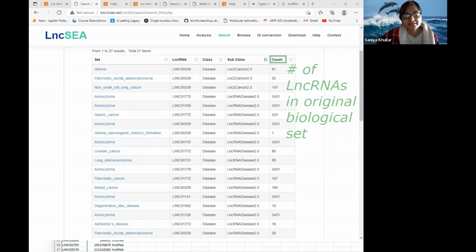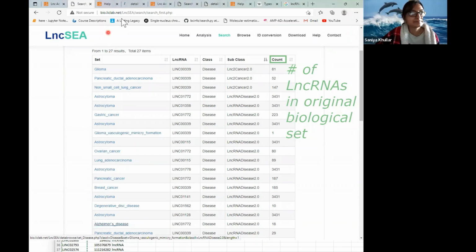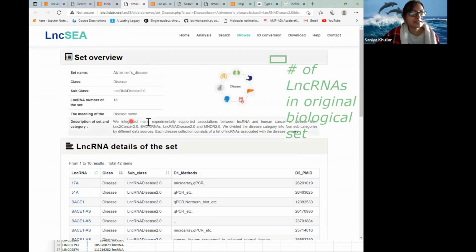That's what the count is saying. So the count of 81 is saying that there are 81 long non-coding RNAs in glioma. There are 52 long non-coding RNAs in pancreatic ductal adenocarcinoma. In Alzheimer's disease, there are 18 long non-coding RNAs that have so far been identified in this list here. We click this here, and for Alzheimer's disease, there are 18.